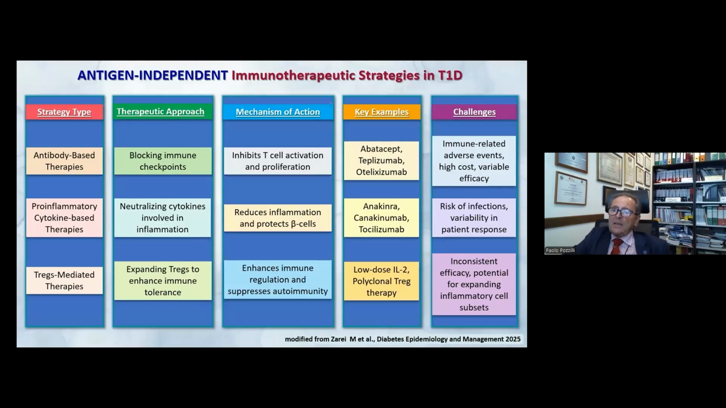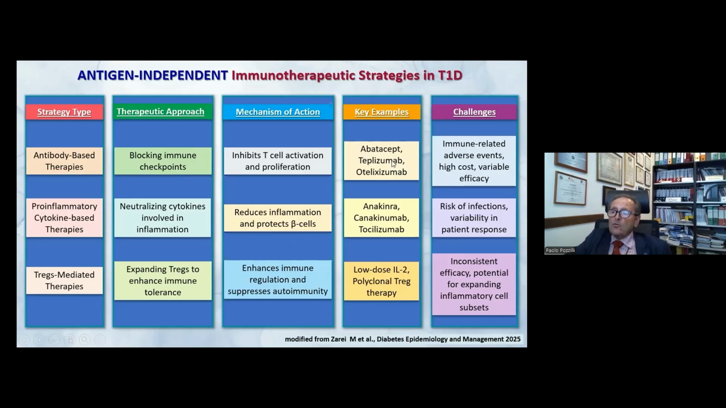And we start with the antigen-independent immunotherapeutic strategies. Here you have different strategies, starting from the antibody-based therapies to pro-inflammatory cytokine therapies to Treg, T regulatory cell, mediated therapy. The therapeutic approaches vary, but the concept is that each of these strategies is characterized by some action that blocks the immune checkpoints, neutralizes the cytokines involved in inflammation, and expands the T cells that regulate immune tolerance. This is how the mechanism works: inhibit T cell activation, reduce inflammation, or enhance immune regulation.